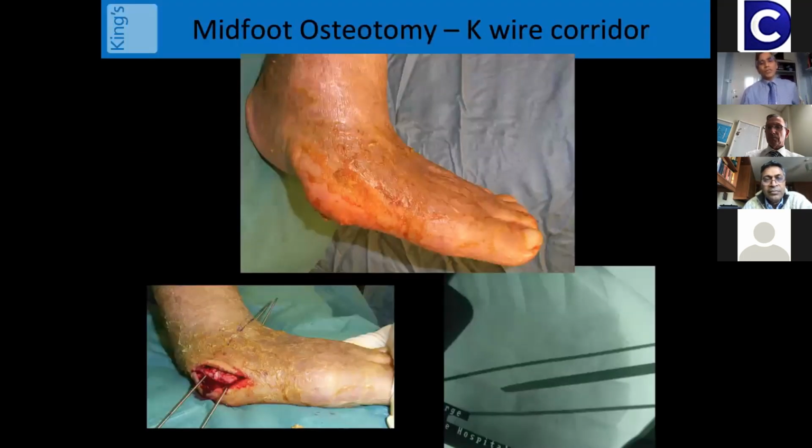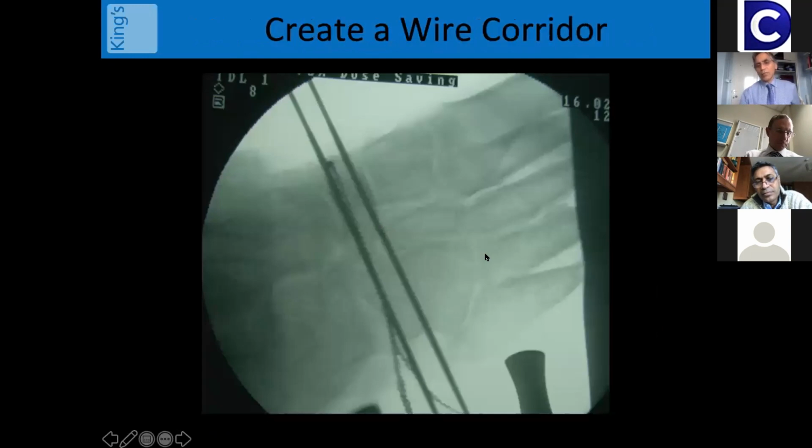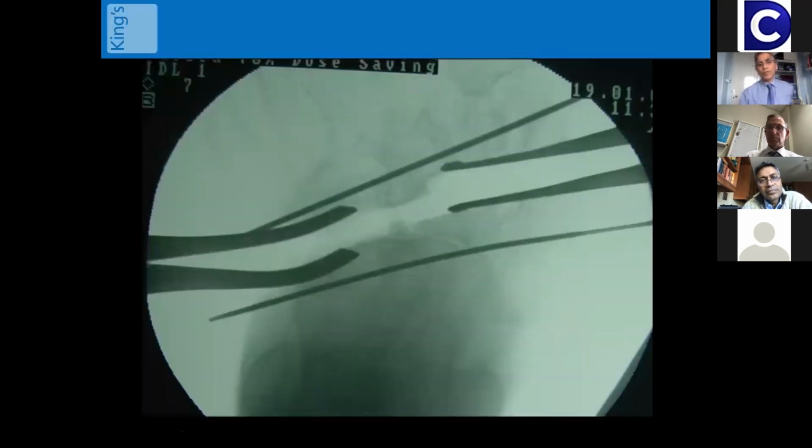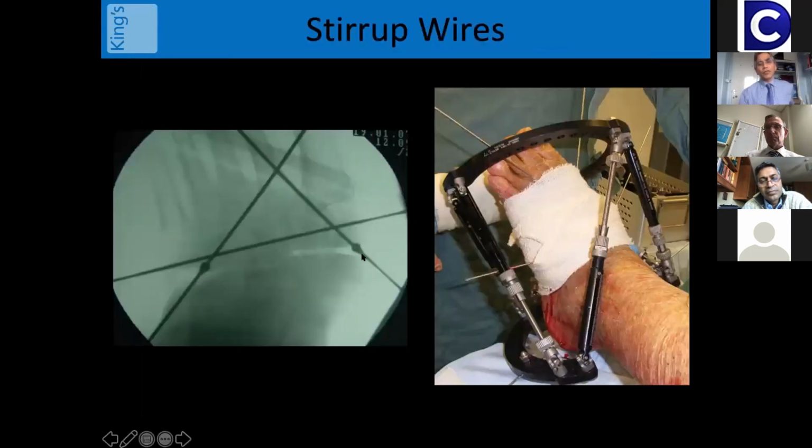So when you're doing these midfoot osteotomies, it is not as simple as drawing lines on X-ray. They are in a different plane, and it's better to feel your way with 2 K-wires. I just say create a K-wire corridor. It's a well-known technique. I use the osteotome and just follow parallel to it. And also, you can use this for a Gigli saw. You can follow a K-wire. And then I make sure that I open the osteotomy to make sure that it's all running okay. And then I use these stirrup wires.